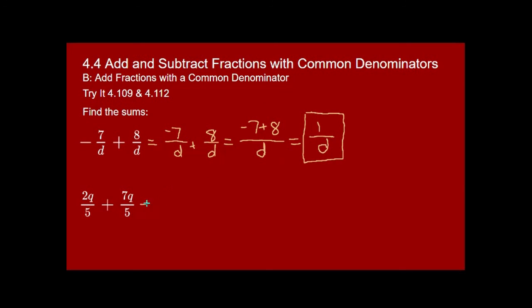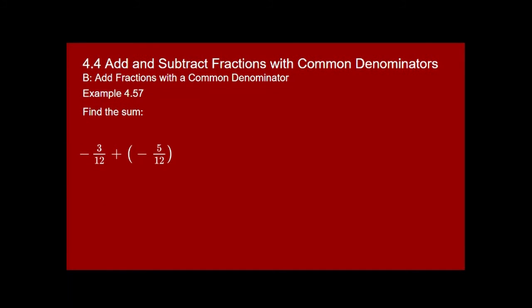On the next one, 2q plus 7q is 9q. And keep the same denominator, which is 5. And I cannot simplify this. There's nothing that divides evenly into 9 and 5. So this is my final answer. Check yours and make sure yours matches mine.